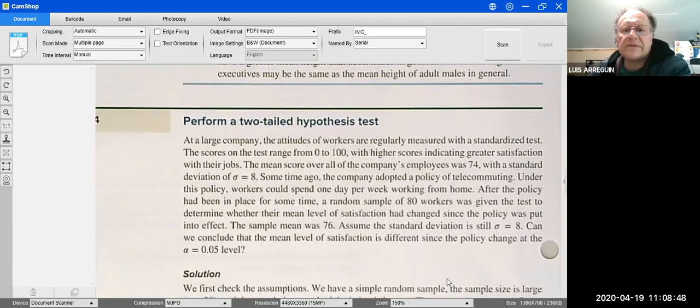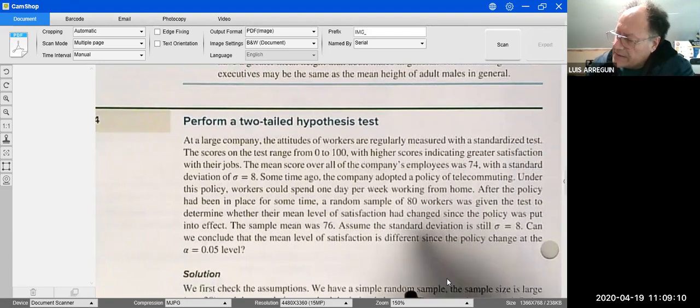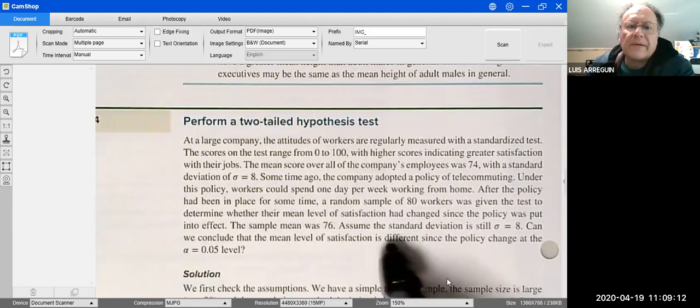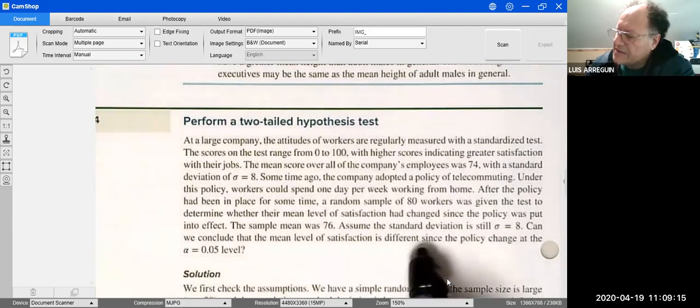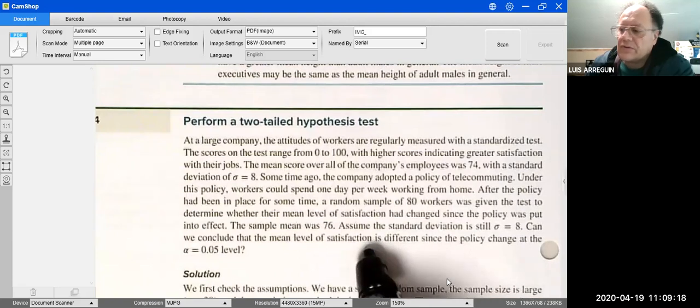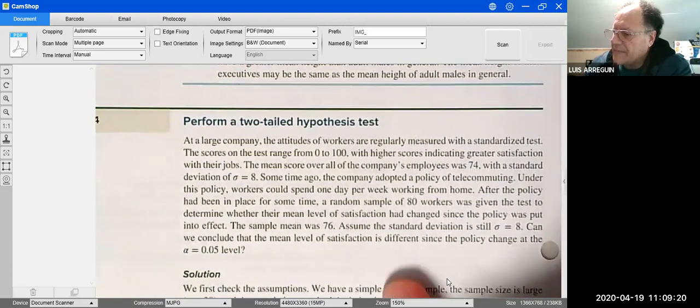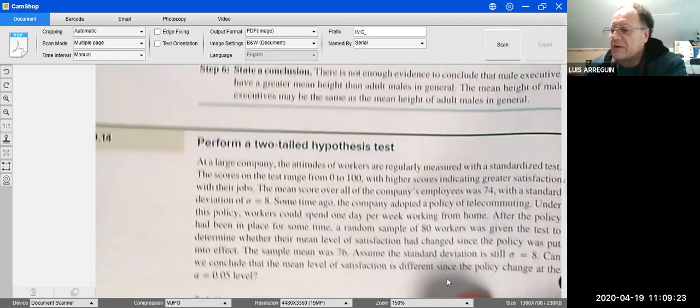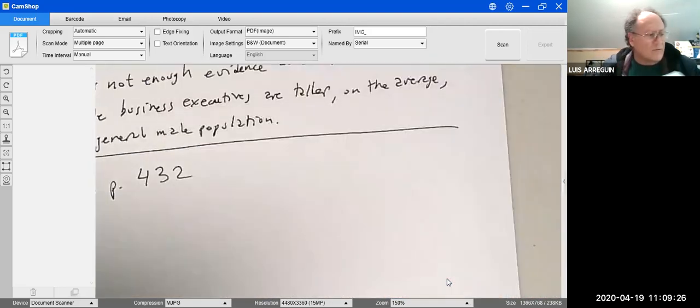The sample mean was 76. Assume that the standard deviation is still sigma equals 8. Can we conclude that the mean level of satisfaction is different since the policy changed at the alpha level of 0.05? So now they are not talking about greater than or less than. They are talking about different only. So the mean level of satisfaction is different. So there is no idea about getting a higher value or a lower value. It's just different. So let's work on this problem.